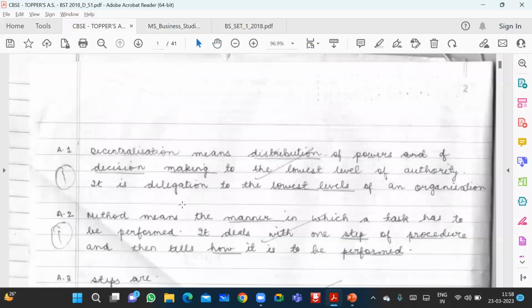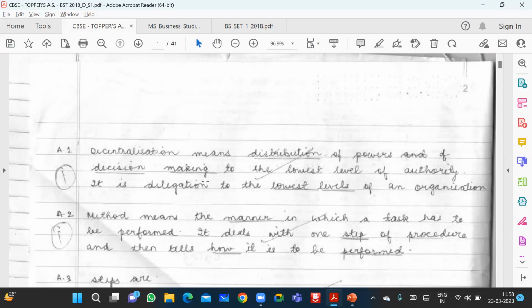You can see how he has presented the answer. He has given the meaning of decentralization, and he or she has highlighted the important point. After writing this answer in about 25 to 30 words, the student has left 1 line. So normally 1 to 2 lines must be left after 1 answer.